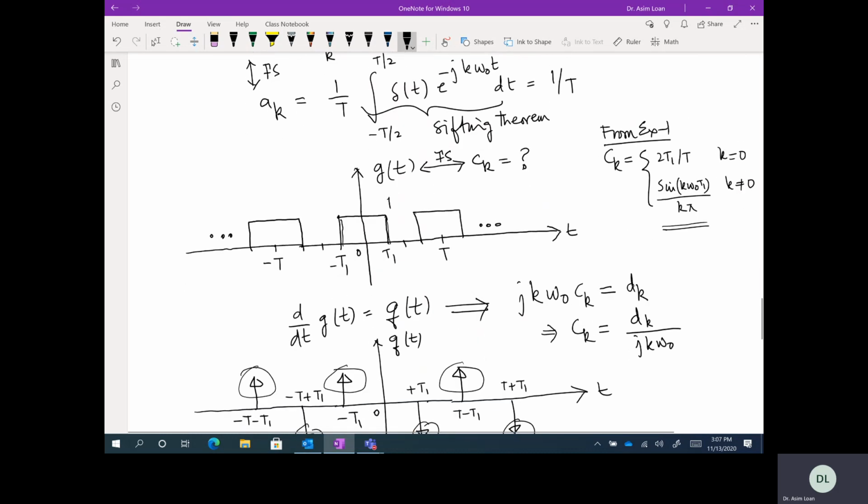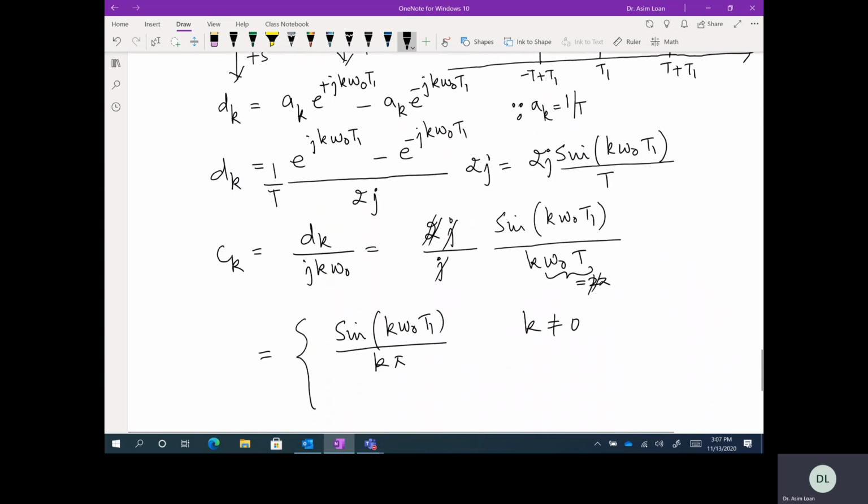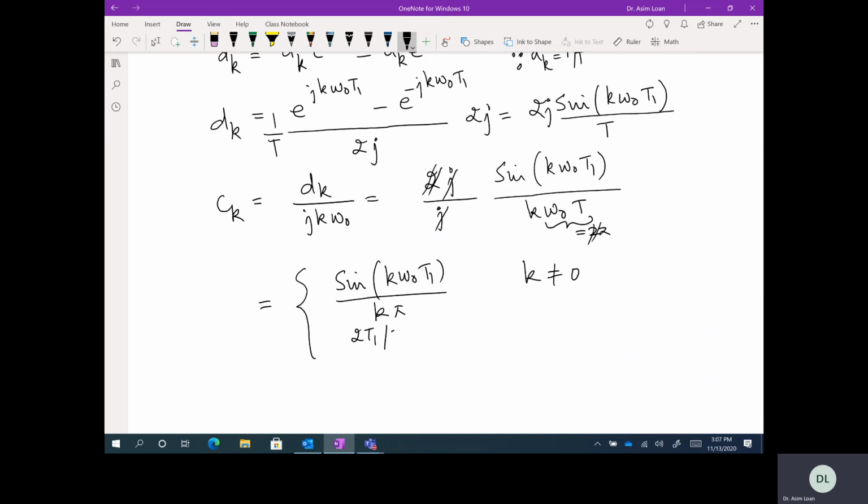And what is the DC value here? So DC value is still simply this area. So this area is 2t1. So you don't need any calculus here. So C naught is actually 2t1 divided by t for k equals 0. So this is ck. Right? So this is exactly the same as the first example that we did. So we can actually either use the analysis equation, or if we know the properties, how to use the properties, we can easily do that using this.